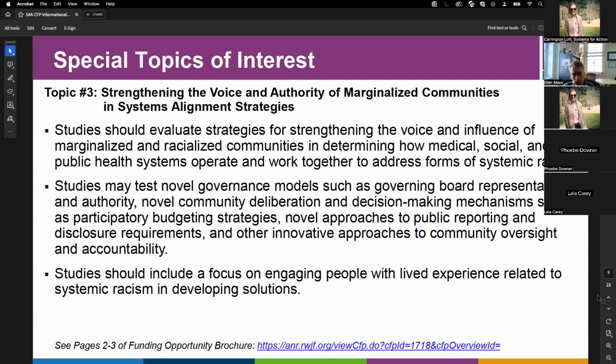In this topic area as well, we're also especially interested in studies that can include a focus on engaging people with lived experience related to systemic racism in developing solutions to those forms of racism across medical, social, and public health systems. Again, each of these three topic areas are described in greater depth on pages 2 and 3 of the funding opportunity brochure.